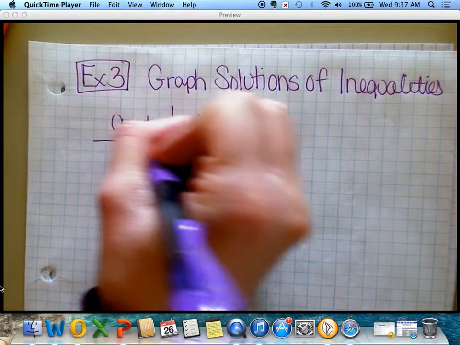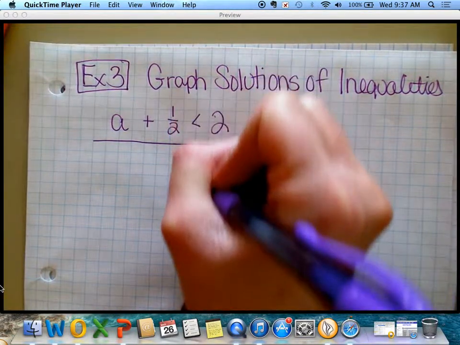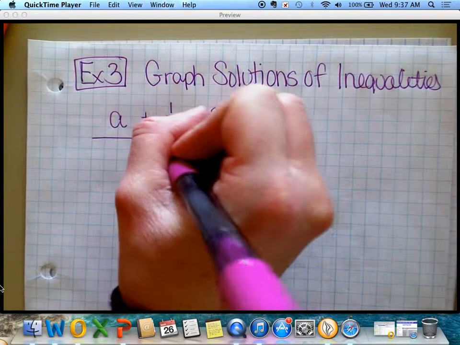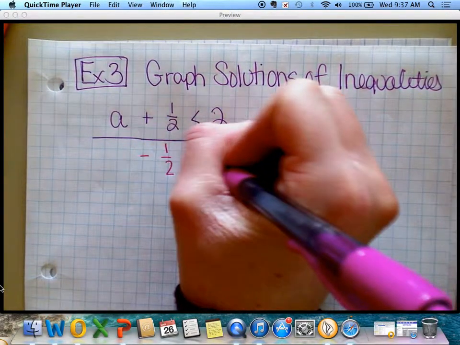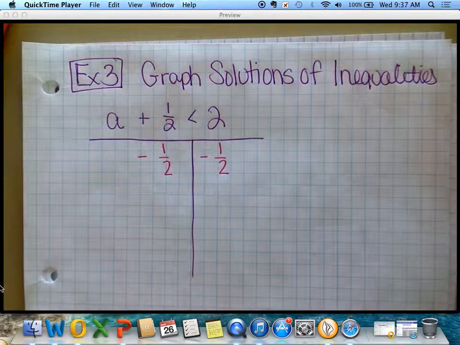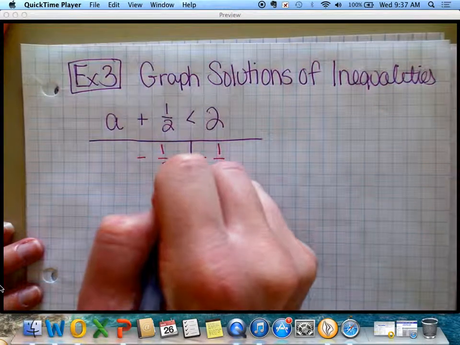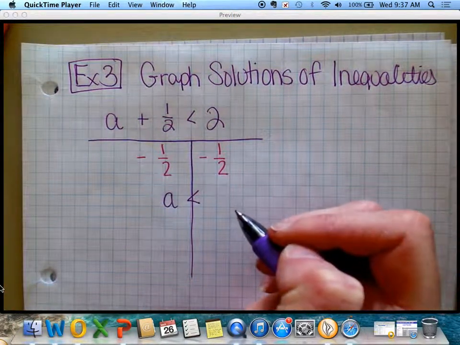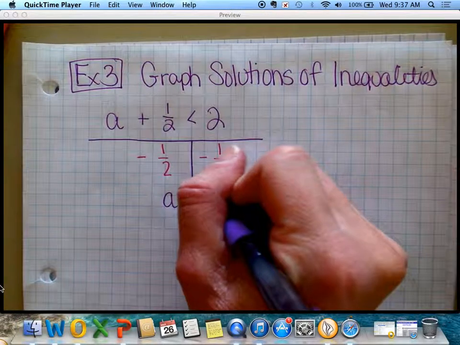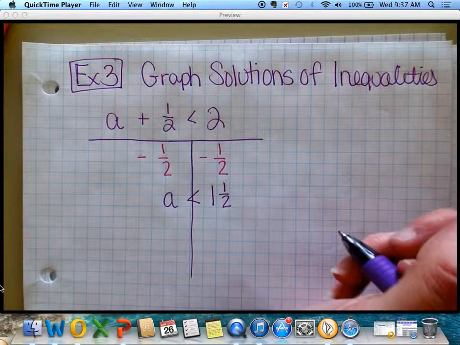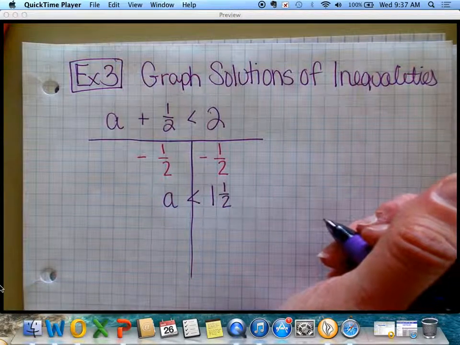How am I going to solve this? What's the opposite of addition? Subtraction. So I'm going to subtract 1/2 from both sides. So A, if I have 2 whole pieces and I only take away half a piece, what do I have left? 1/2. So A is less than 1/2.